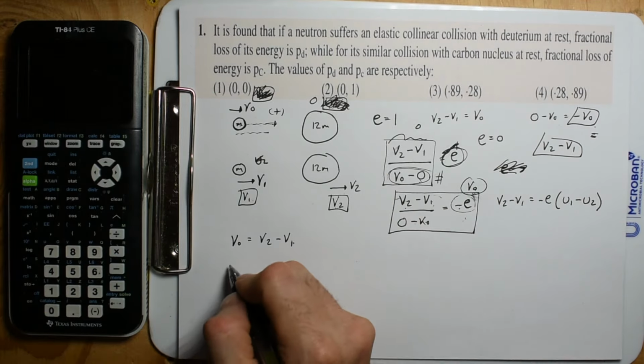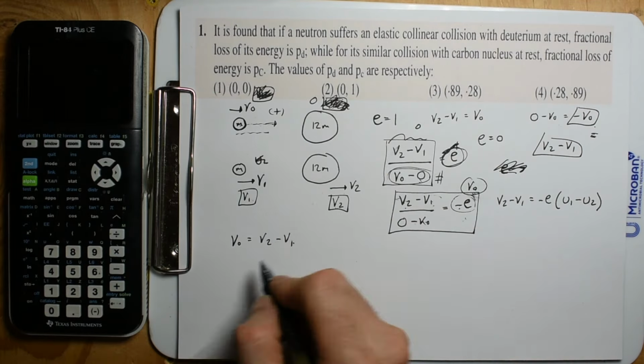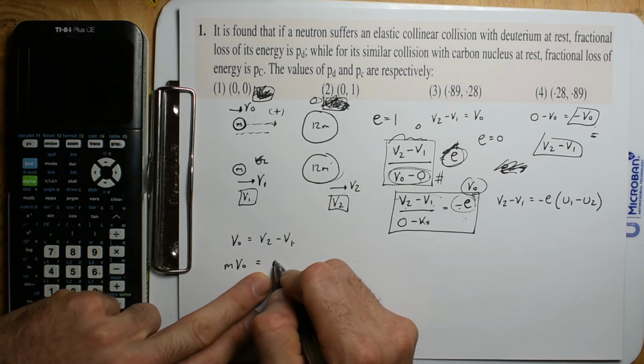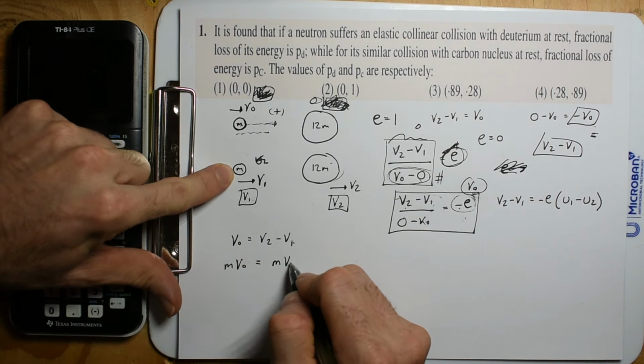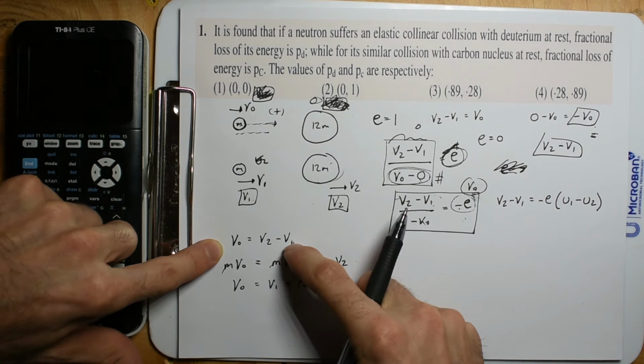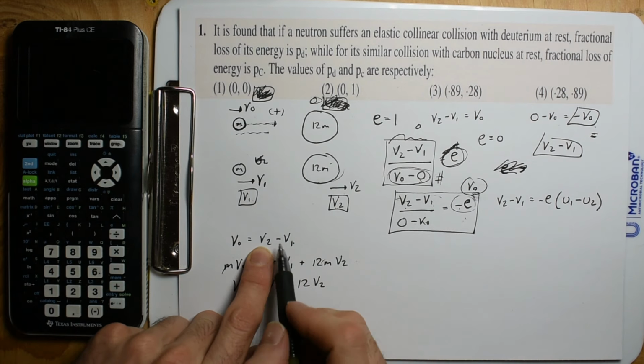Now we just want the momentum equation, which is this mass times the velocity. This is stationary, so the initial momentum, this doesn't have any, but the initial has to equal the final, and so that's going to be this mass with this new velocity, m1, plus 12m times v2. We can drop the m's, and we're going to have v naught is equal to v1 plus 12 v2. We can solve this equation, and let's solve it for v2.